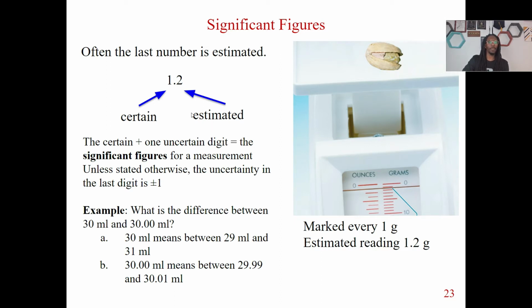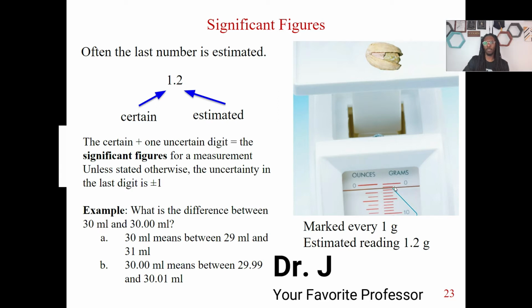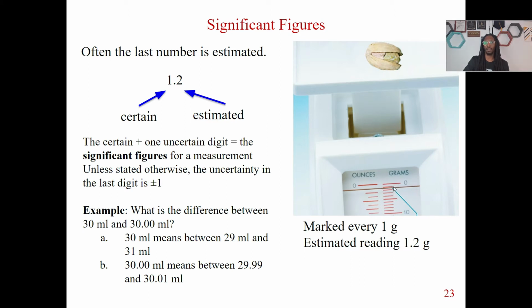uncertain digit. So for instance, if I got 1.2, and let's say this 1.2 is 1.2 grams, trying to measure out this pistachio nut on this scale here. Right now we can see that every red line is marked 1 gram. I'm going to estimate that this line here, where this pistachio's mass is, is 1.2. That's my estimating.